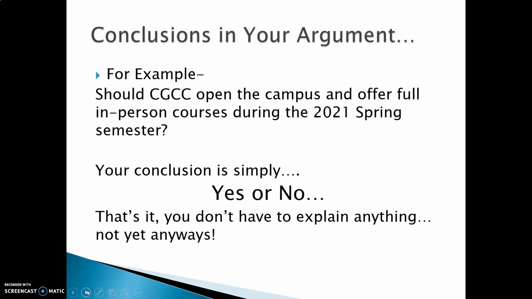Here's an example. Should Chandler Gilbert open the campus and offer full in-person classes during the 2021 spring semester? Your conclusion is yes or no. Think about that for a moment. How would you answer that right now? Yes or no? And that's it where conclusion is concerned. You don't have to explain anything. You don't have to add any other thoughts to it. Not yet.